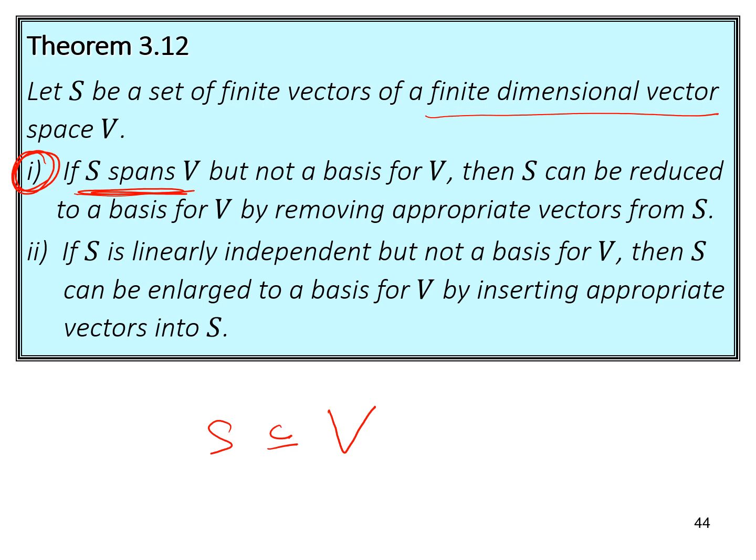Okay, and the second content of this theorem says that if S is linearly independent but not yet a basis for V, then we may construct a basis for V by enlarging the set S. That means we insert some vectors into S until it forms a basis for the vector space V.